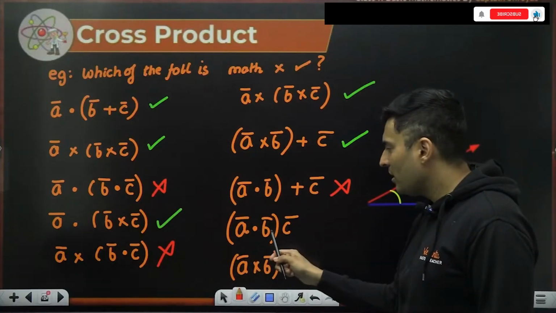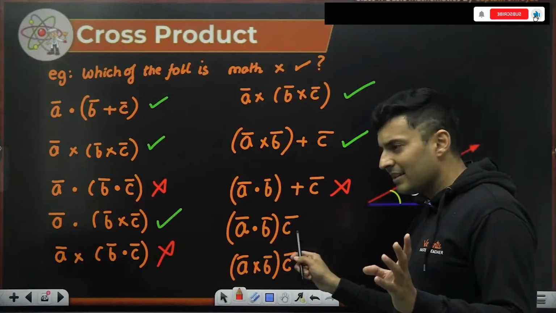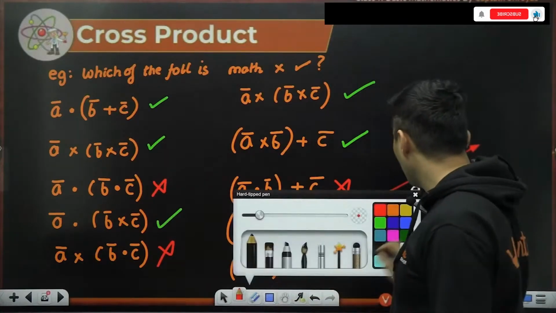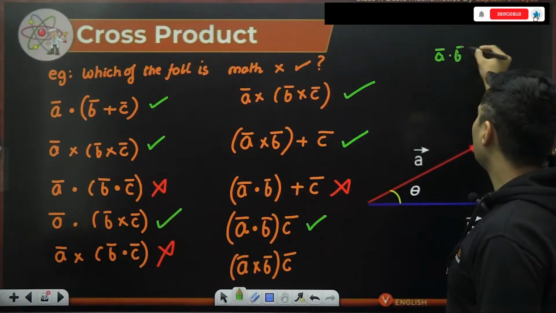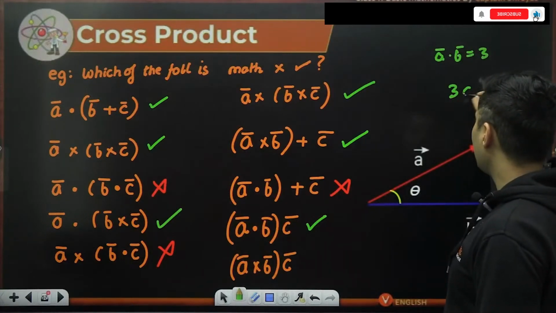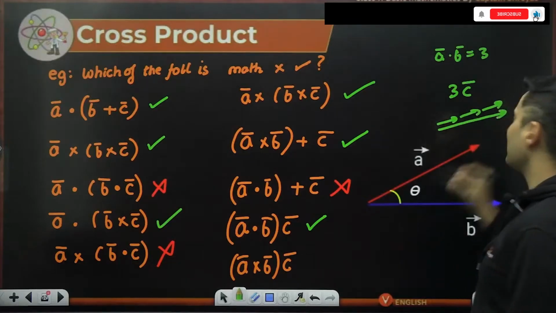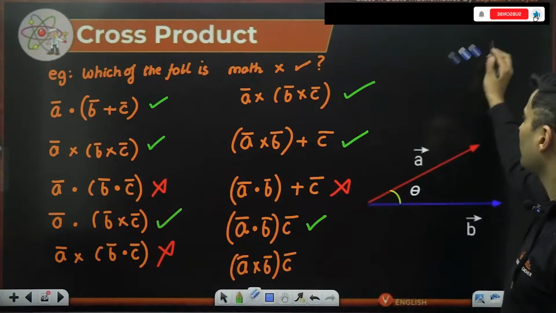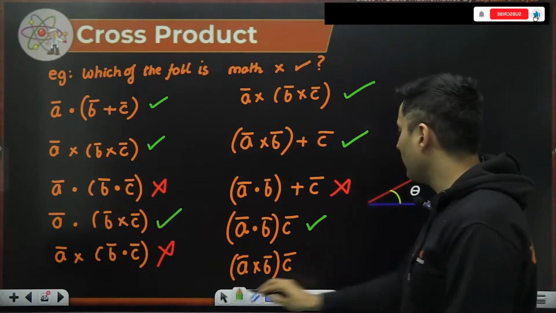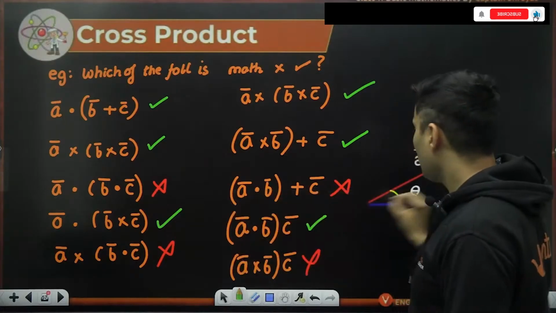This A dot B is a scalar number. Scalar times C bar is perfectly fine. Imagine A dot B is 3. It is like saying 3 C bar, which means C bar, C bar, C bar. That is a scalar multiple, so that is perfectly fine. Nothing wrong with it. But this one is 100% wrong because A cross B is a vector.